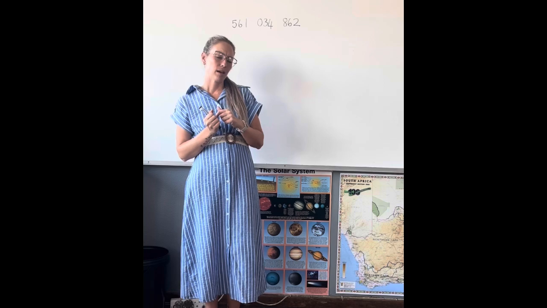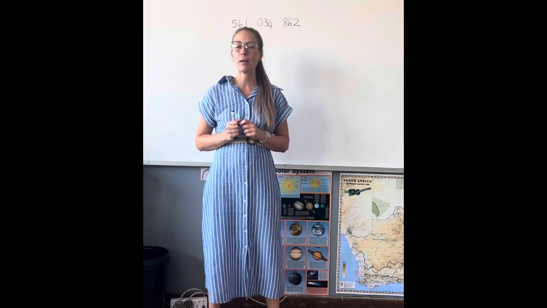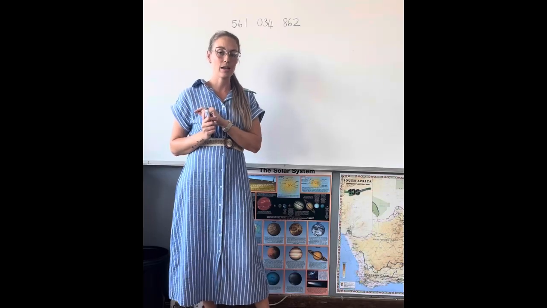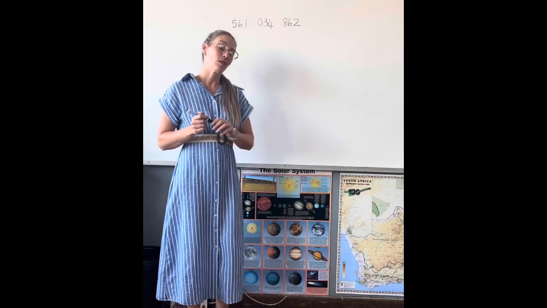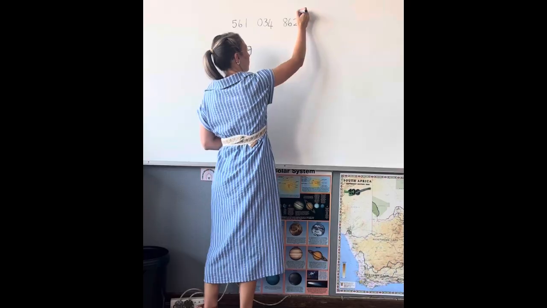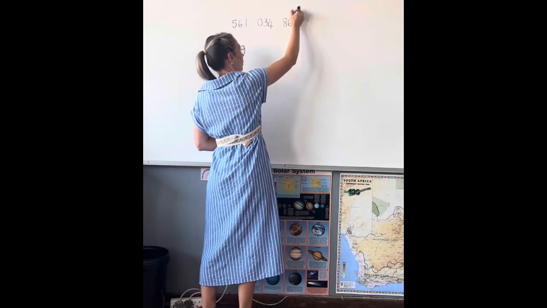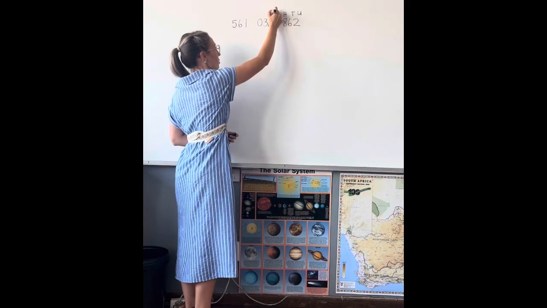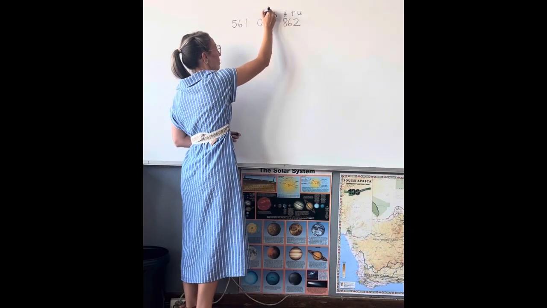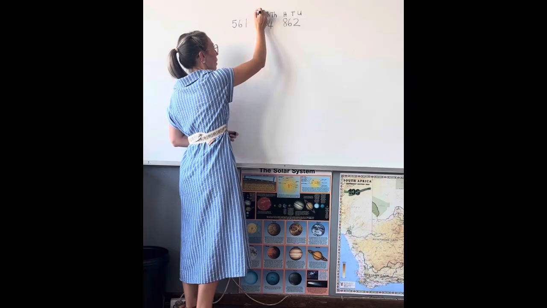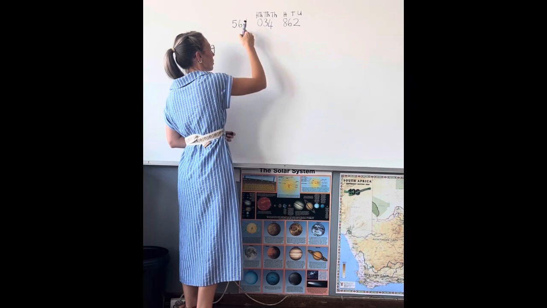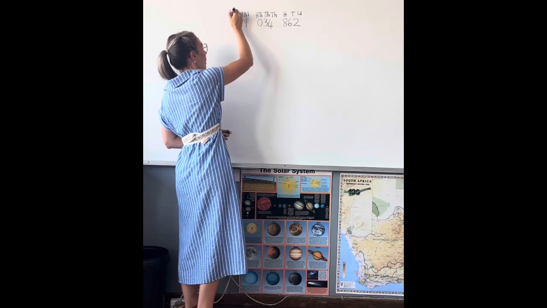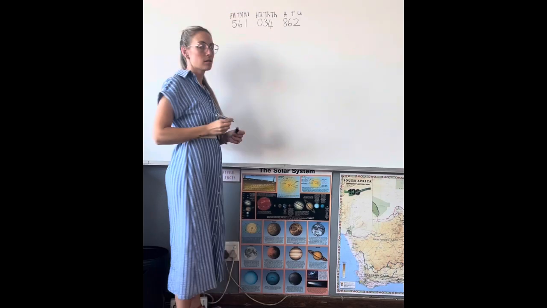Let's just take a step back and talk about place value. What is place value? Place value refers to the place where a digit stands. So the place values that we've done so far. Over here I've got my units, tens, hundreds, thousands, 10,000s, 100,000s, millions, 10 million, and 100 millions.